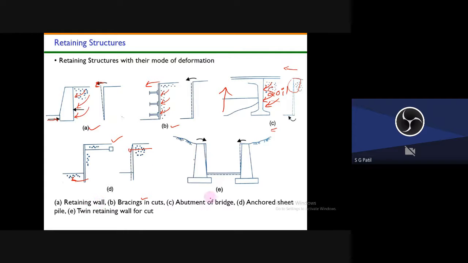Another example is twin retaining walls. If you have a hill on both sides, and in between the two hills your road is going, then you have to retain the soil on this side as well as on this side. So the deformation shape of these retaining walls will be like this.